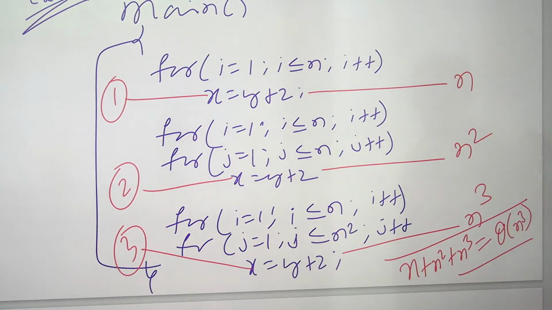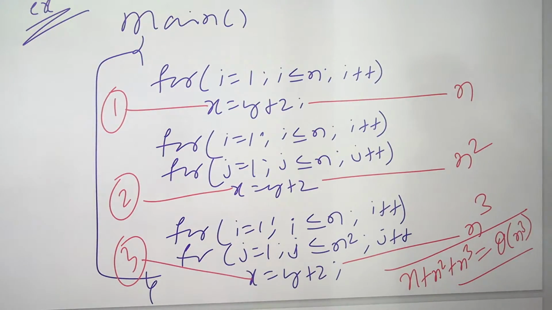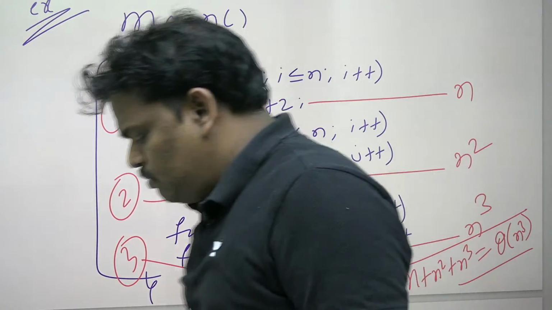Fine, that's fine now. So listen, if you want to find out the time complexity of any program, the first thing you have to do is identify how many statements are there. Second, for every statement, see how many times it is executing. Add them, and whichever is bigger, you take.